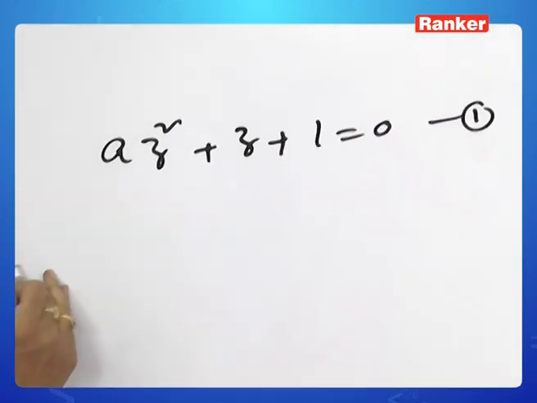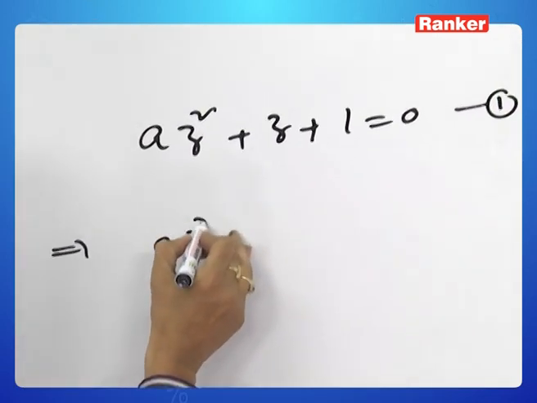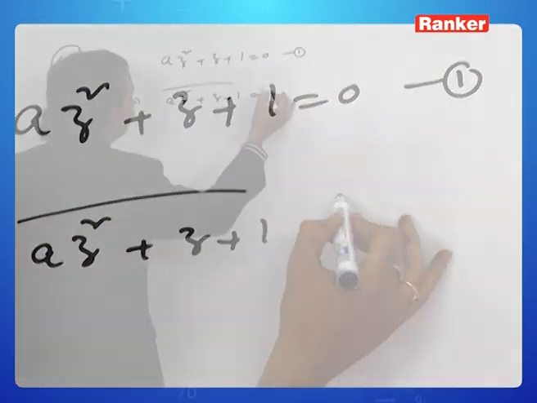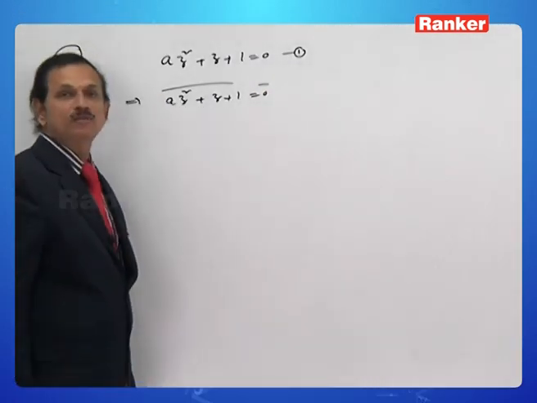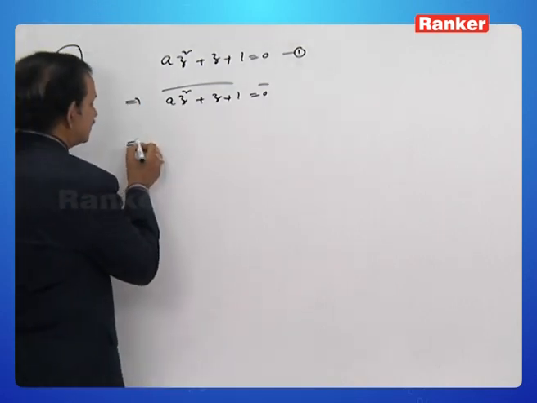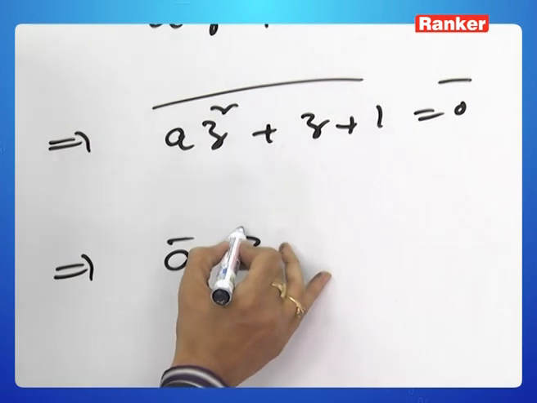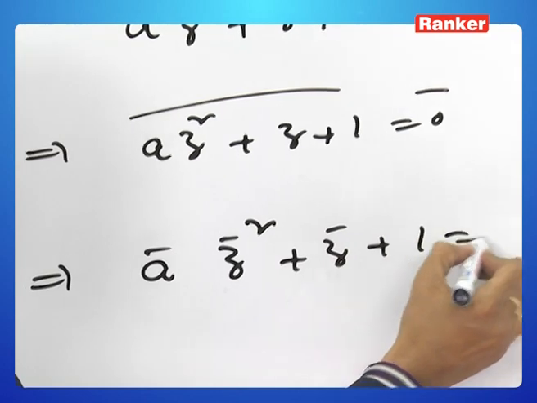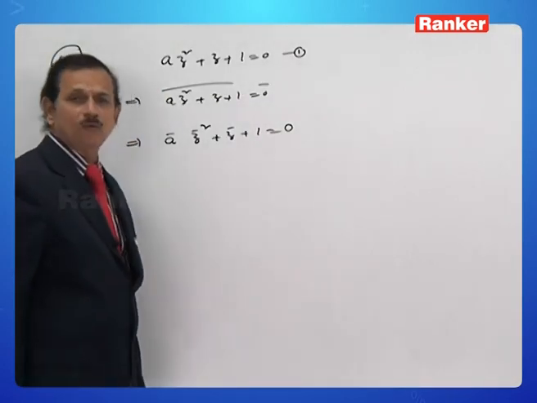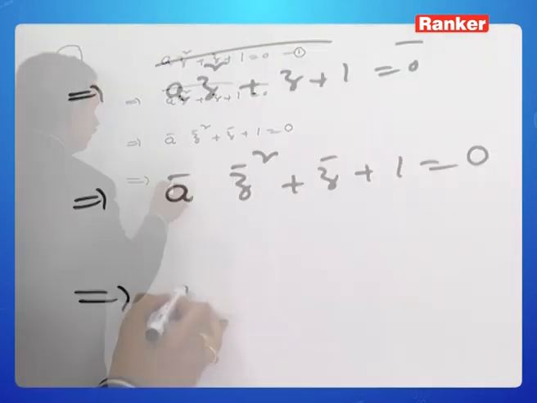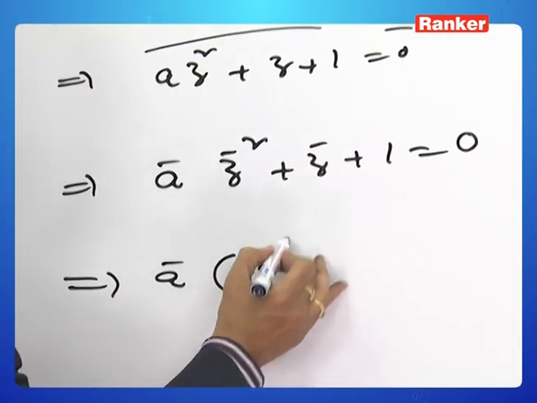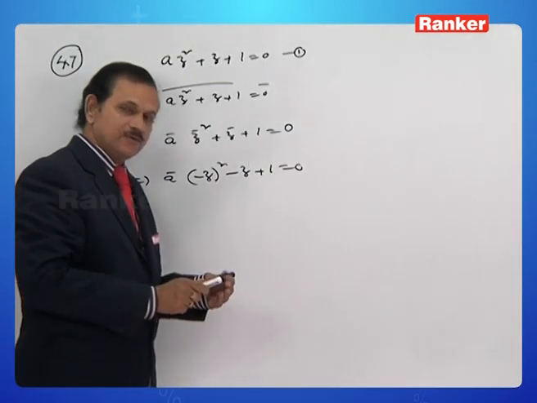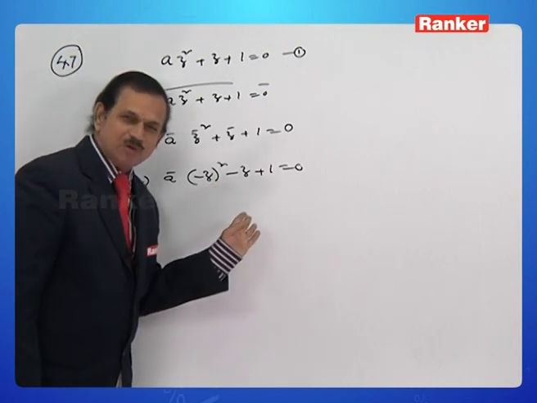This implies az square plus z plus 1 is equal to 0. I am considering the conjugates on both the sides, which implies a bar z bar square plus z bar plus 1, and the conjugate of 0 is 0, which implies a bar into minus z whole square minus z plus 1 is equal to 0. Do you agree with this step or not?